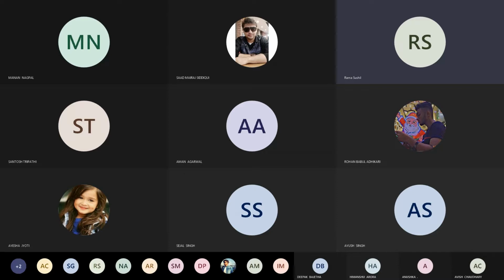Anybody will tell me what we have discussed in the previous two lectures? Yes, Miraj Siddiqui, Santosh Tripathi. What we have completed so far in the previous two lectures? Which objective is complete? Avish Chaudhary, Atul Raj. No one was attentive.